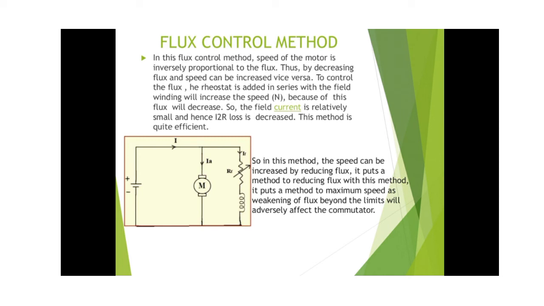This method is quite efficient. So in this method, the speed can be increased by reducing flux. There is a limit to reducing flux with this method. It puts a limit on maximum speed, as weakening the flux beyond this limit will adversely affect the commutation. By using the flux control method, we can increase the speed of motor above rated.